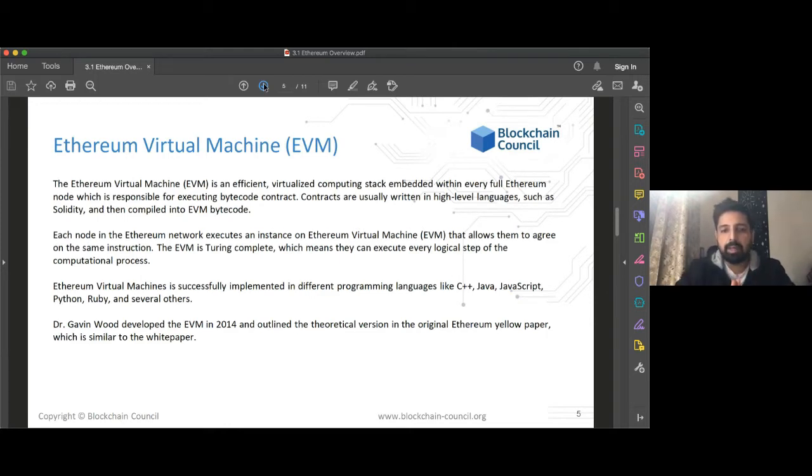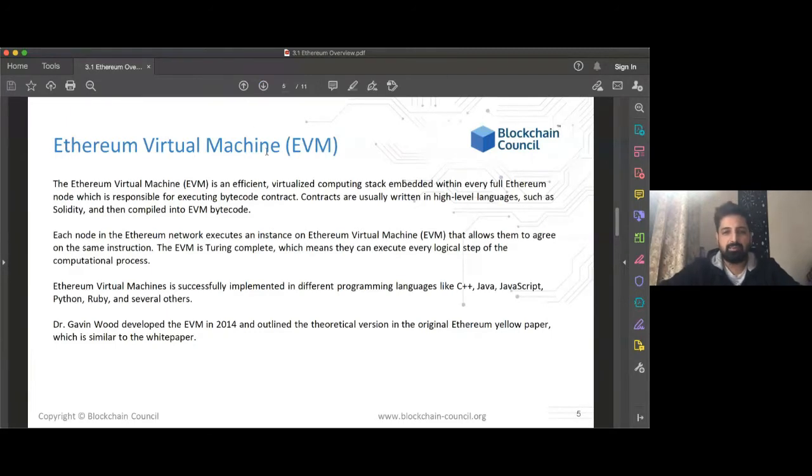EVM is successfully implemented in different programming languages like C++, Java, JavaScript, Python, Ruby, and there are a few others. Dr. Gavin Wood developed the EVM in 2014 and outlined the theoretical version in the original Ethereum yellow paper, which is similar to the white paper.